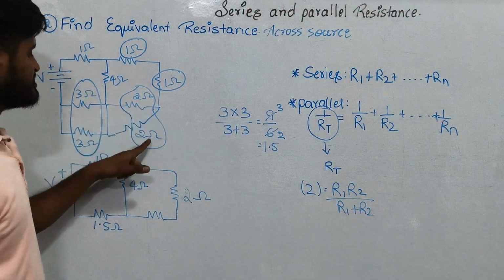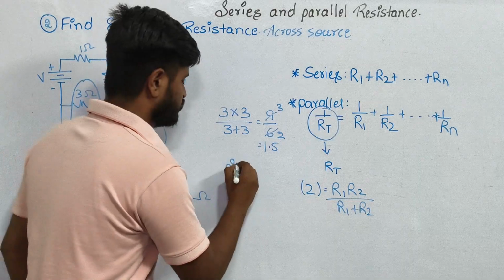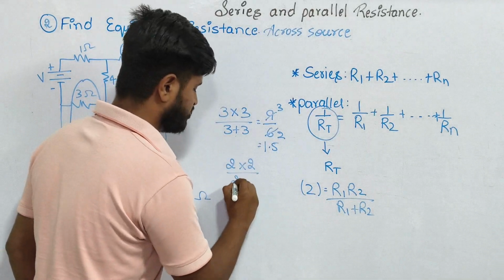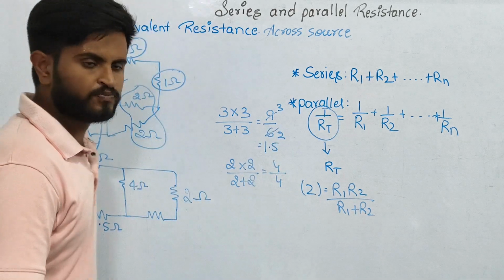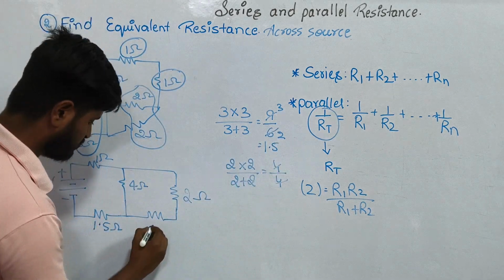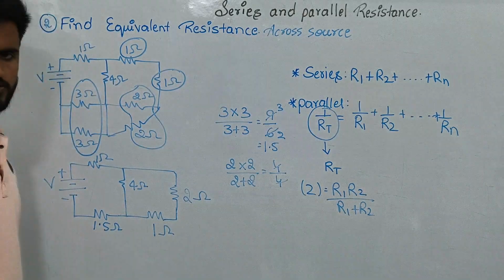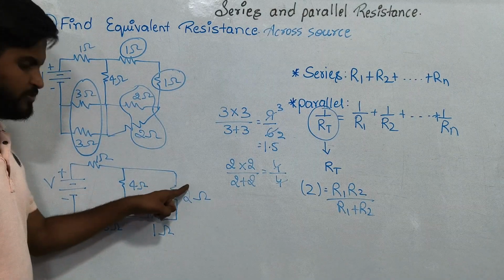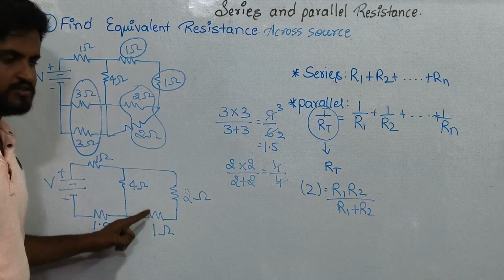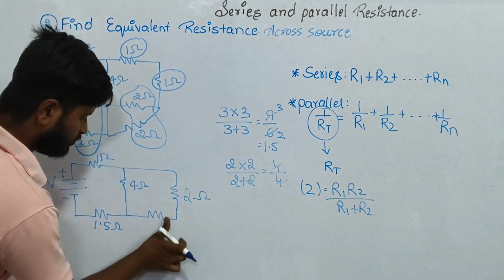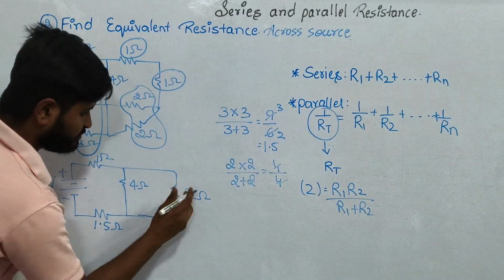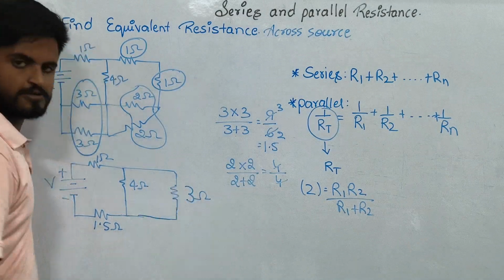So this is 1.5 ohm. Next here, 2 ohm resistance, 2 ohm resistance. 2 into 2 divided by 2 plus 2. 2 2s are 4 divided by 2 plus 2 will be 4. So 4 1s are 4. So 1 ohm resistance is the equivalent. Now if you see 2 ohm resistance, 1 ohm resistance, they are in series. Series means just add together. So 2 plus 1 will be 3 ohm resistance.